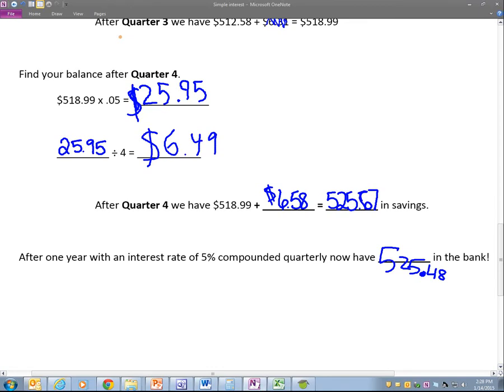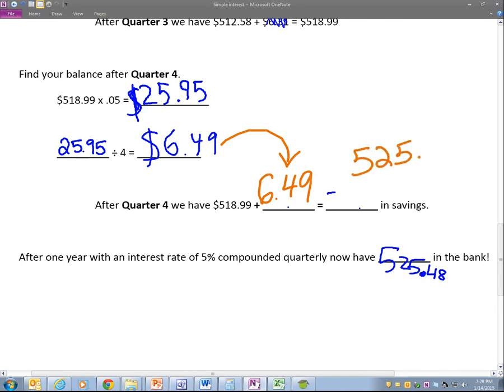So, 25.95, this is correct. Okay, 25.95 divided by 4 is $6.49. However, this should be $6.49 because that was where that came from. So it is $525.48. Okay, and that's what it is here, and this one needs a dollar sign.